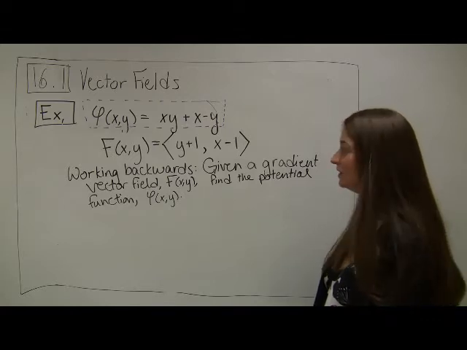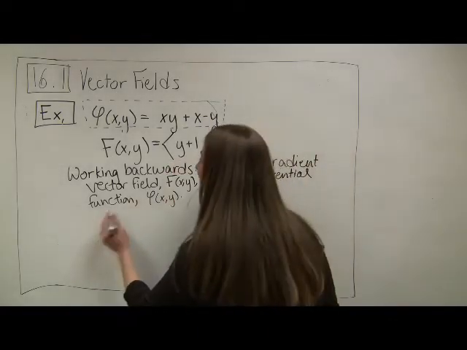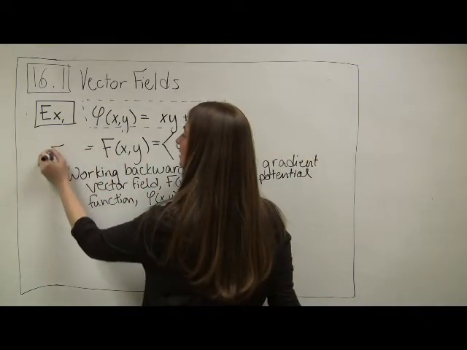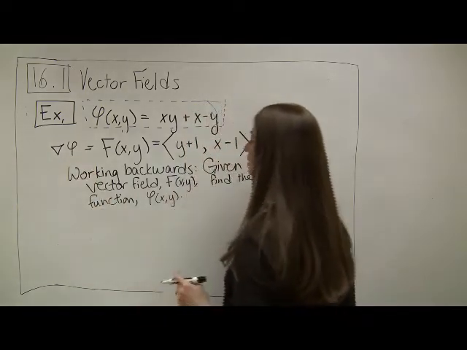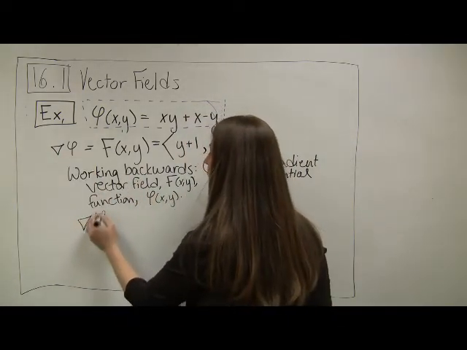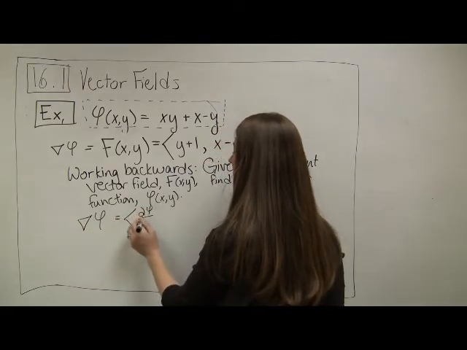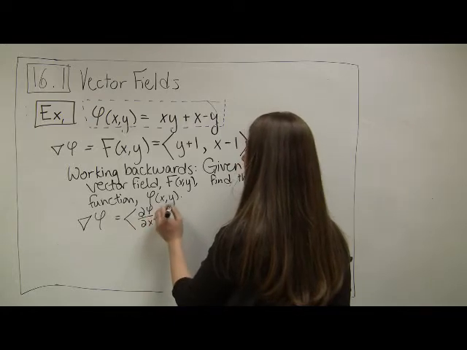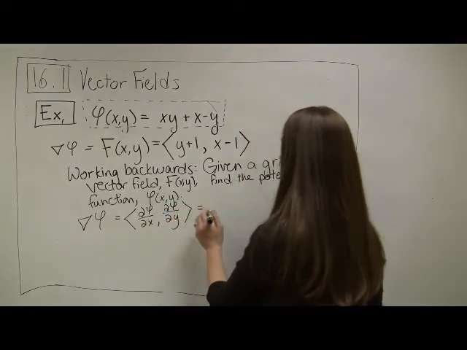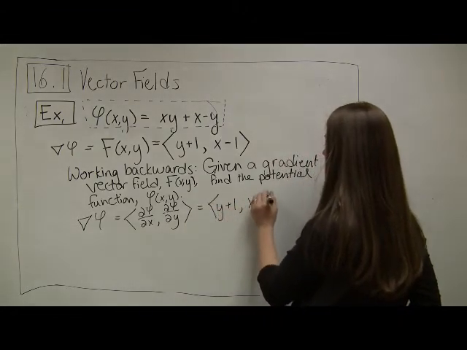So you paused the video and thought about it a little bit. You probably didn't pause the video. But we know that this function, our f function, is equal to the gradient of phi. So I can use the fact that the gradient of phi, I'll write this in one long line, is equal to the partial derivative of phi with respect to x in the first component and the partial derivative of phi with respect to y in the second component. And we see that that's equal to y plus 1 and x minus 1.